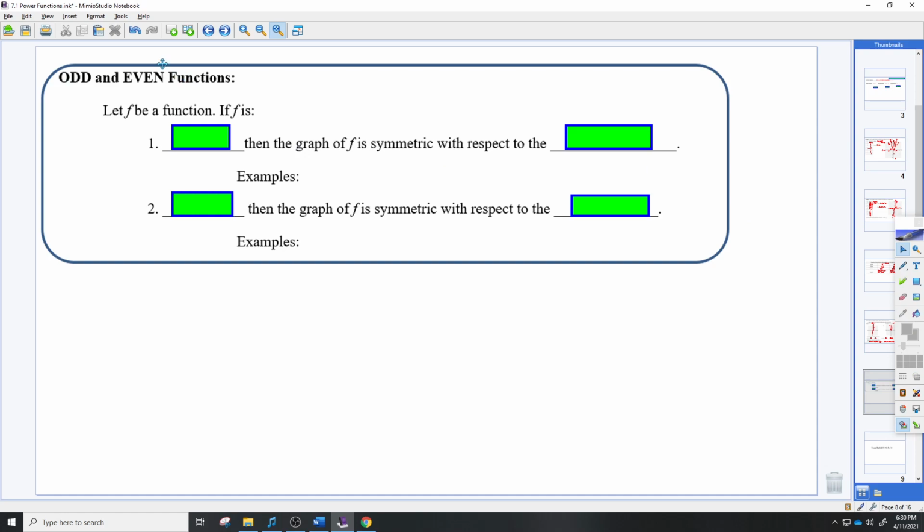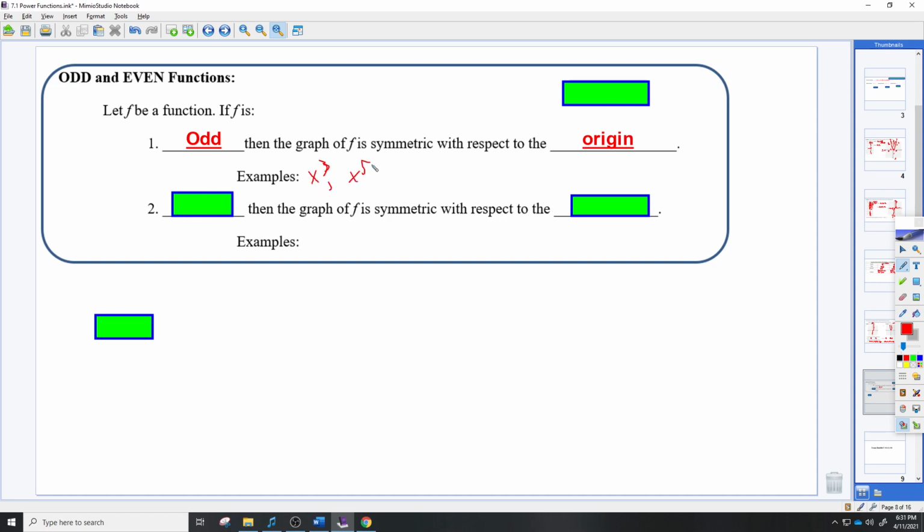So the last thing I want to go over real quick is summarizing the odd and even functions. If f is odd, then the graph is symmetric with respect to the origin. So all the odd ones here would be x cubed. You can keep going up: x to the 5th, x to the 7th. Doesn't matter how high you go, dot, dot, dot. They all have the same symmetry.